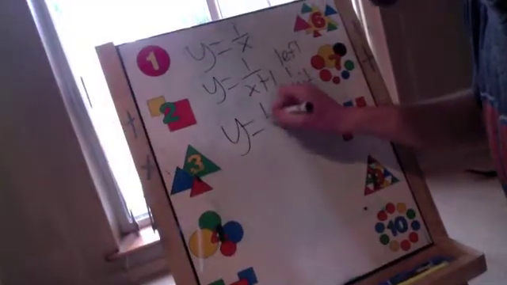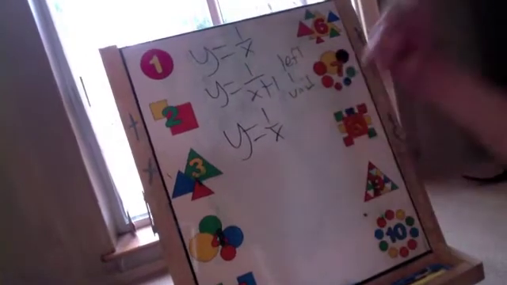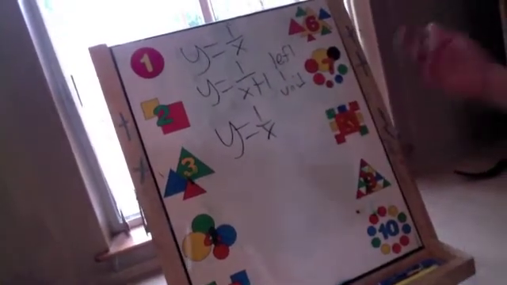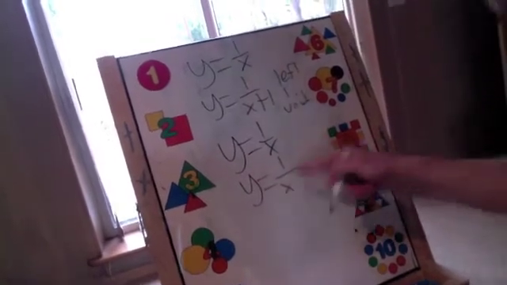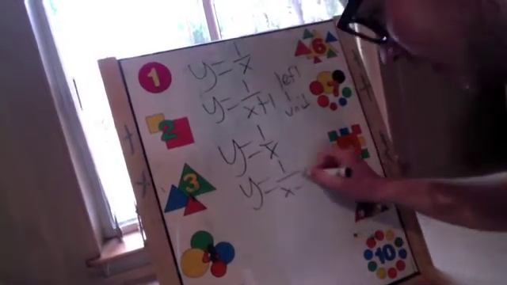Y equals 1 over x again. And then we're going to move it over to the right. And it doesn't need to be 1. It can be 5 now. So y equals 1 over x minus 5, moving 5 units to the right. So now the graph will look like this.